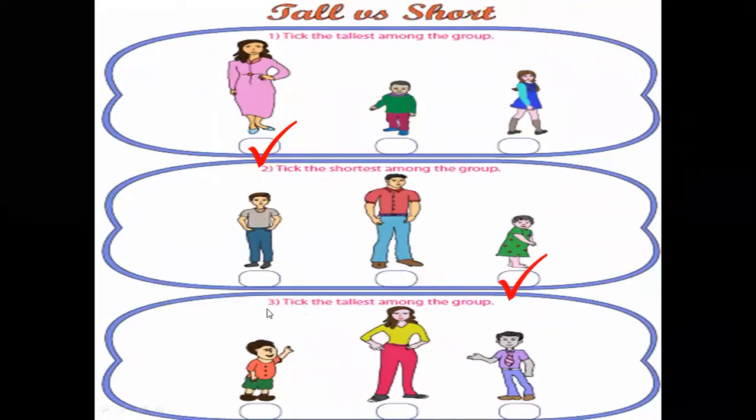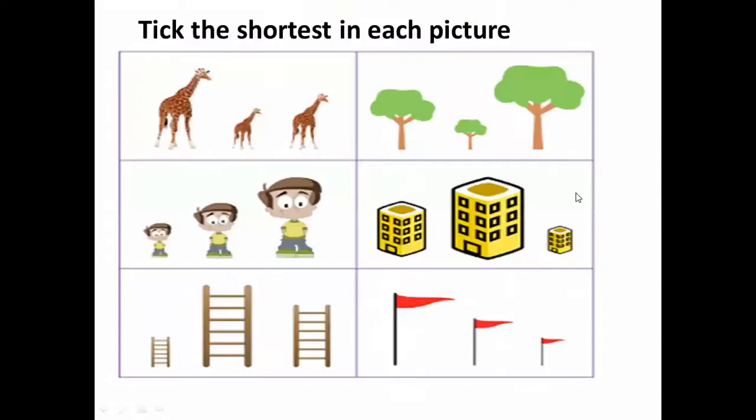Now come to the third one. Take the tallest among the group. Again, if we are comparing the first one with the second one, the woman is the tallest. If we are comparing the last one and the second one, again she is the tallest. Now we will compare all these 3 pictures, okay? In all these 3 pictures, the woman is the tallest. Take this one. Understood? Well done.